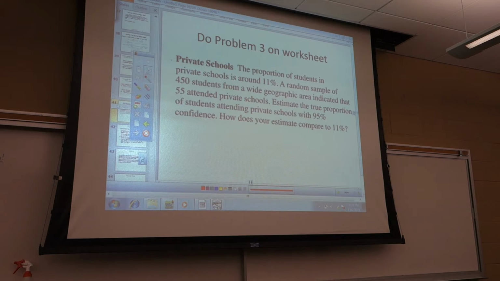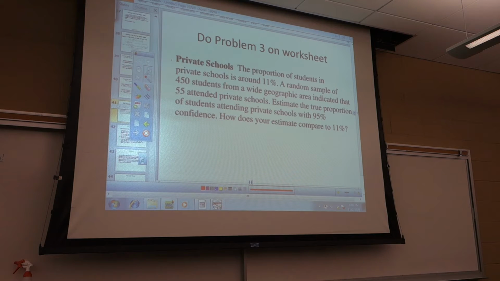Let's get a reader for this one. How about Alberto? Go and read for me. "Private schools. The proportion of students in private schools is around 11%. A random sample of 450 students from a wide geographic area indicated that 55 attended private schools. Estimate the true proportion of students attending private schools with 95% confidence. How does your estimate compare to 11%?"